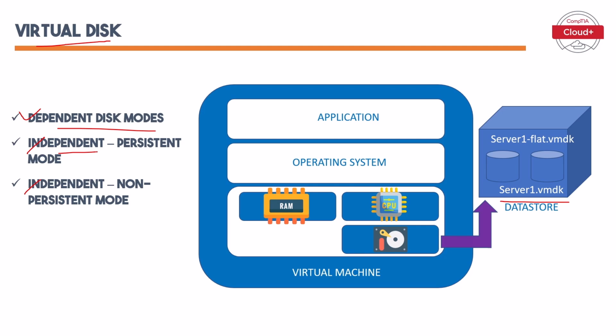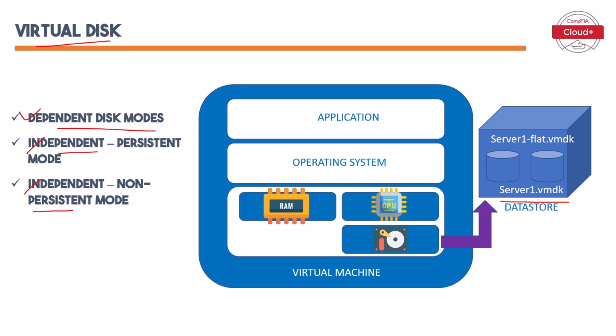Next is independent persistent mode. So disks in persistent mode behave like dependent disk mode, except all data written to a disk stays permanently even if you revert back to the snapshot. For example, you have added a new disk to a virtual machine and you want to keep all the data permanently even in the event of reverting back the snapshot. Persistent mode is good, for example, if you want to keep some logs or data permanently, so you can have log data consistent even after reverting the snapshot back in time.